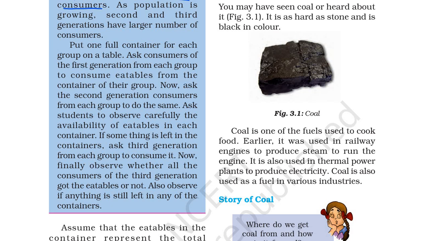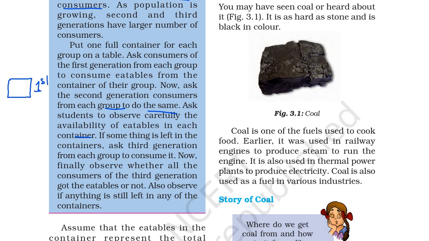Now ask the second generation consumers from each group to do the same. Ask students to observe carefully the availability of eatables in each container. If something is left in the container, ask third generation from each group to consume it. Now finally observe whether all the consumers of the third generation got the eatables or not. Also observe if anything is still left in any of the containers. So this is a very simple example to understand.